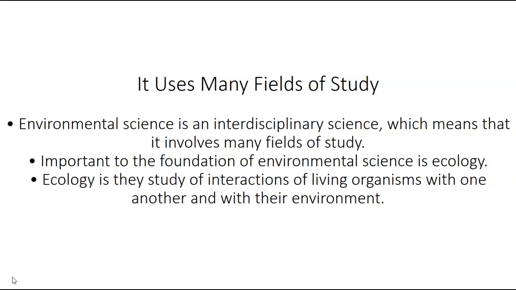Studying the environment also involves studying human populations. Environmental science uses many social sciences, which include economics, law, politics, and geography. Social sciences can help us answer questions such as how does human migration from rural to urban areas affect the local environment?